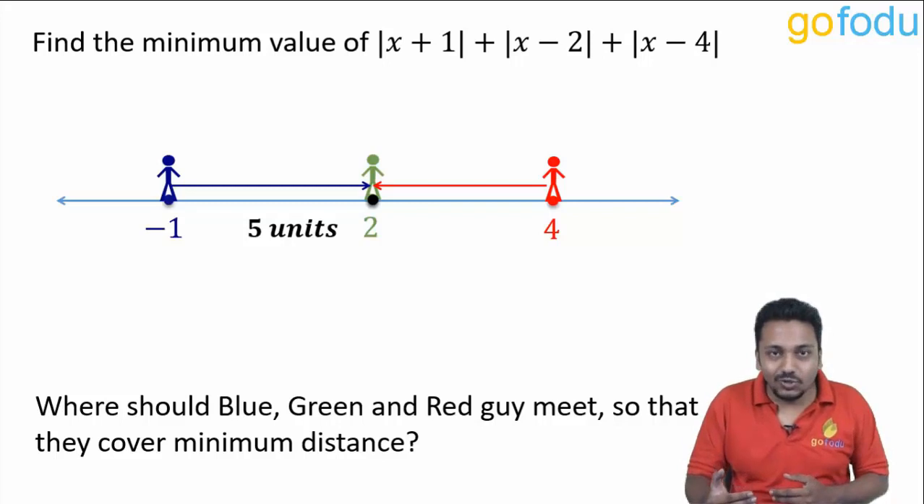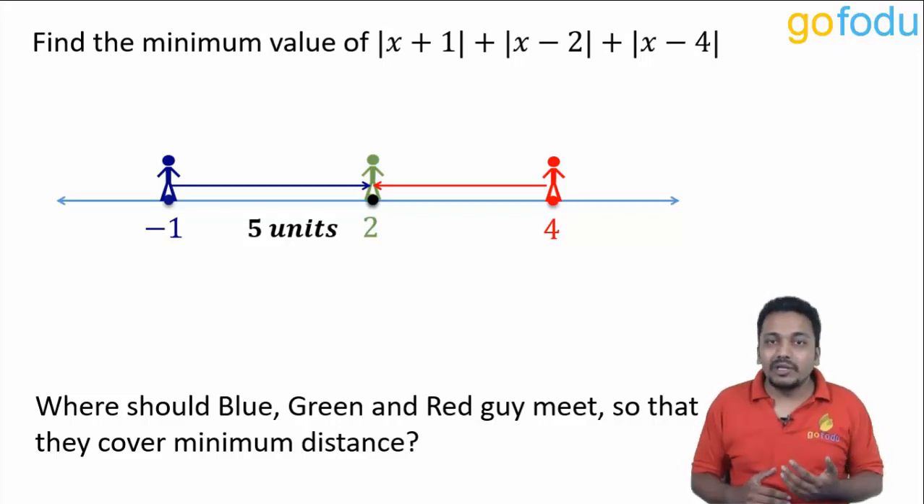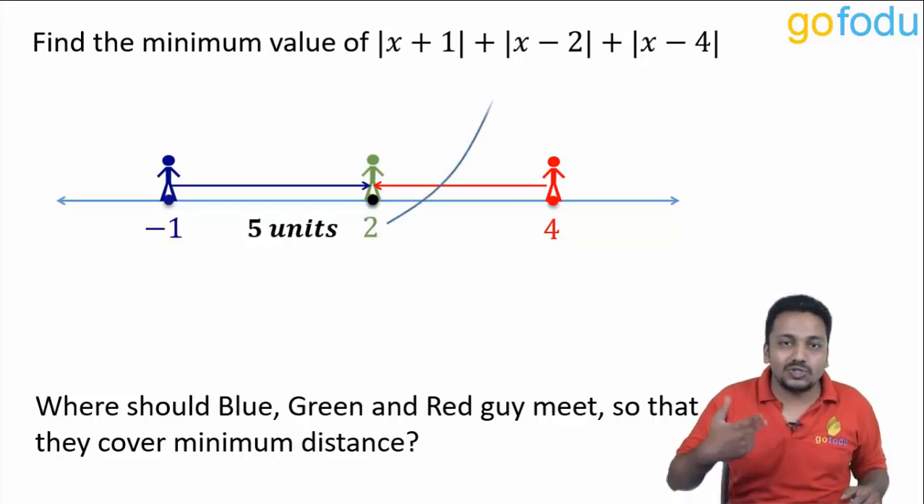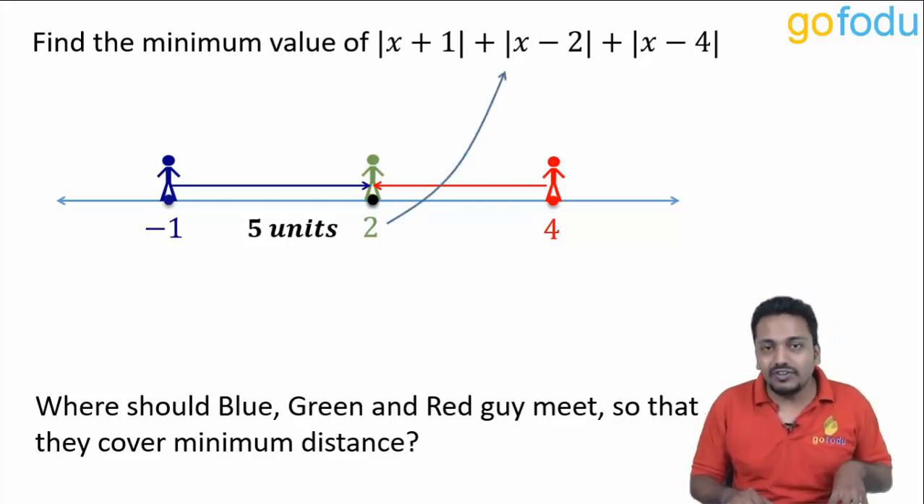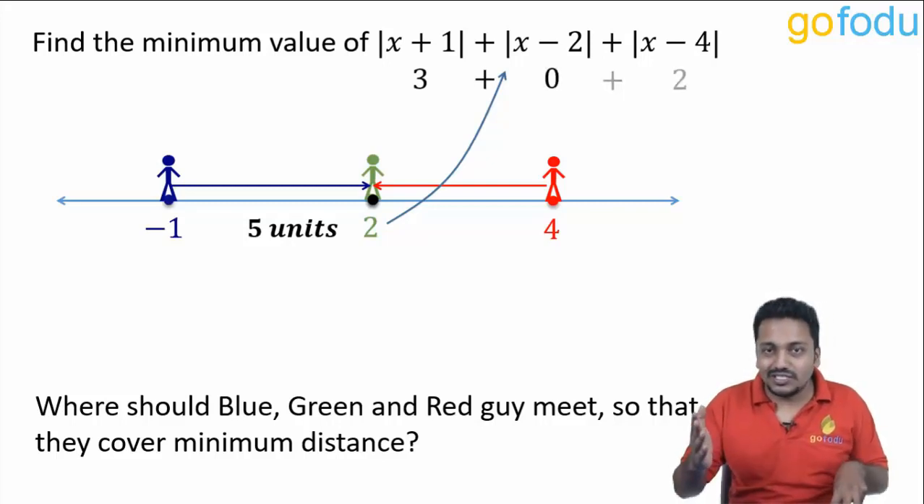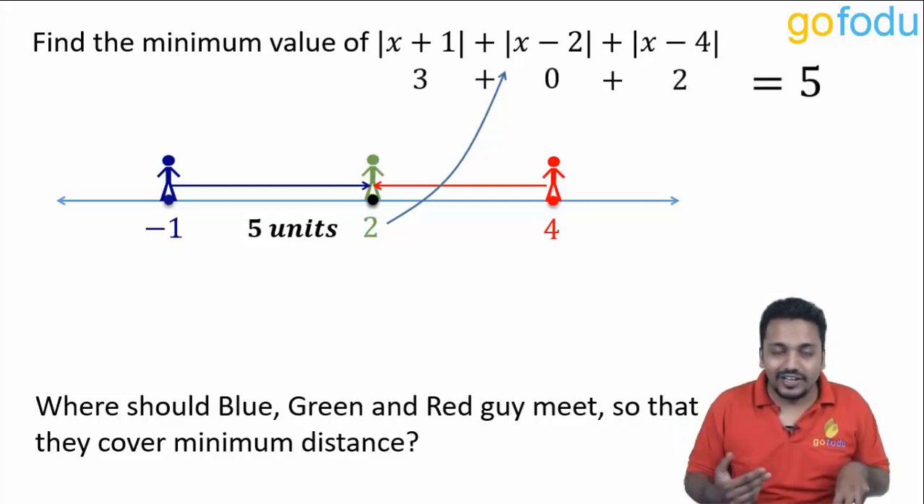Now this expression given to us, either we can directly say that the minimum value will be 5, or we can simply put x as 2 in the expression and get its value as 3 plus 0 plus 2, that is 5.